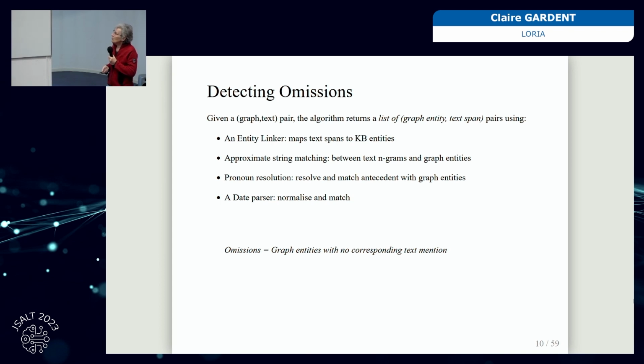We use approximate string matching, where we compare n-grams in the text with the entity names in the input graph. We use pronoun resolution to resolve pronouns. In the text there are pronouns, but of course, they're not entities. So we first resolve them, and then we do approximate string matching on the antecedent and the graph entities. And we use a date parser to normalize dates both in the input graph and the output text. So combining these different methods, we get a list of entity-mention pairs, and then using that, we can detect what are the entities that have no corresponding mention.